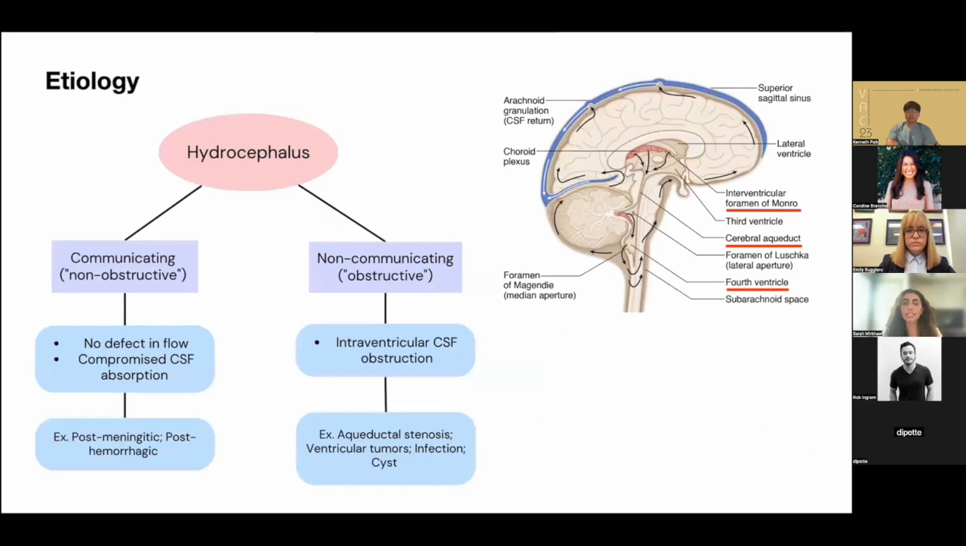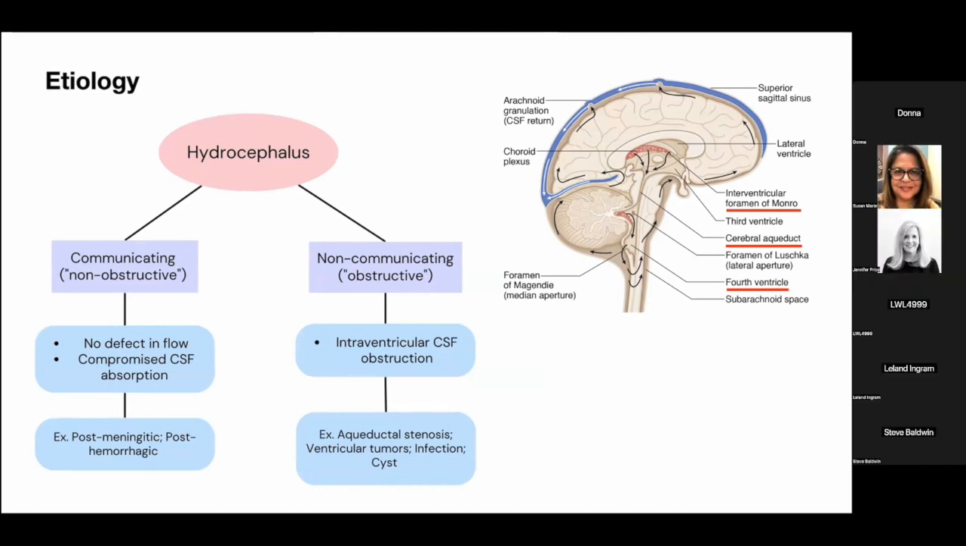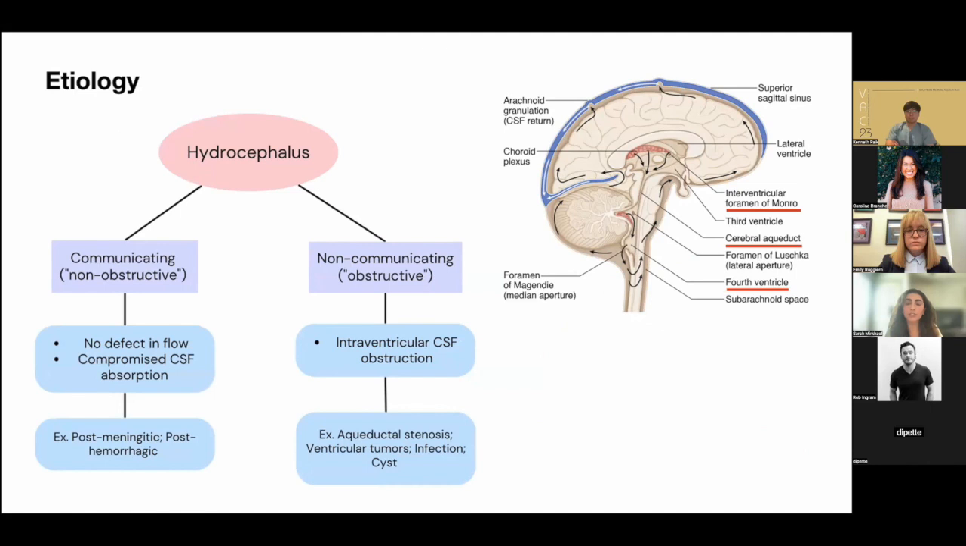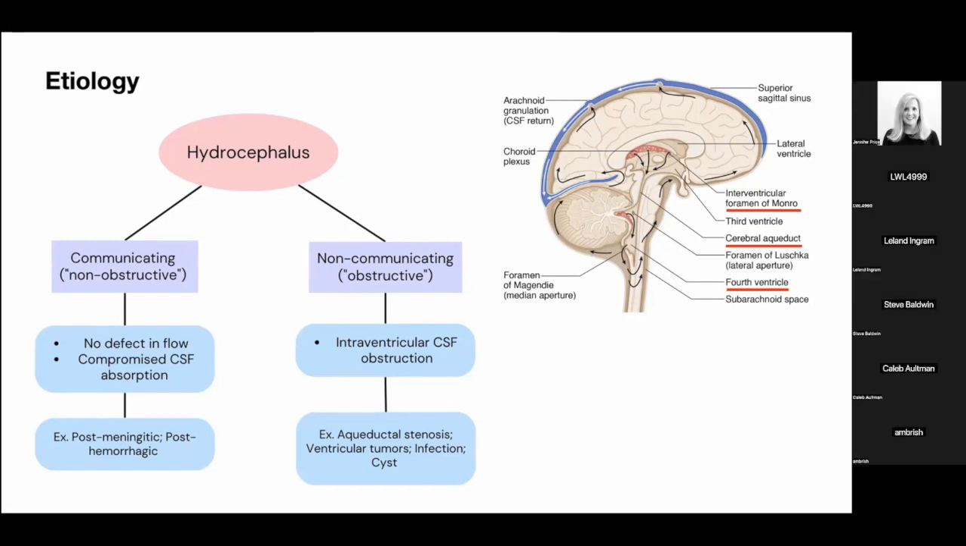So hydrocephalus, this buildup of cerebrospinal fluid within the brain leading to ventricular enlargement, can be described as either communicating or non-communicating. In communicating hydrocephalus, there's no defect in flow, but rather compromised absorption. This is typically seen after a hemorrhage, such as a subarachnoid hemorrhage, or from complications due to bacterial meningitis. There can also be non-communicating hydrocephalus, where there's actually an obstruction in flow. This is typically within the fourth ventricle, the foramen of Monro, or the cerebral aqueduct. And this is seen in cases of aqueductal stenosis or with a tumor, infection, cyst, anything like that.